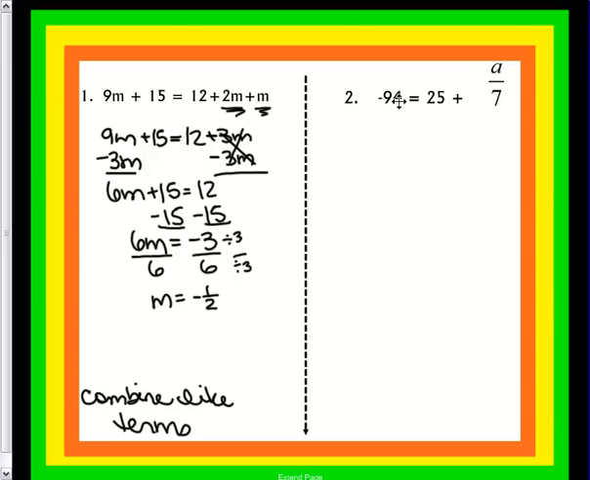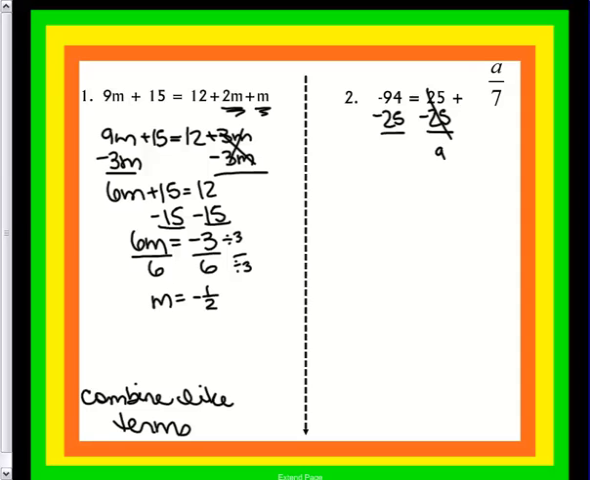All right, let's look over here. So we've got 25 plus a divided by 7, and that equals a negative 94. Okay, these can't be combined, but I know that the 25 and the negative 94 can be added together. But the only way to do that is to get them on the same side. So I have to remove the 25 on this side to get it over by the 94.